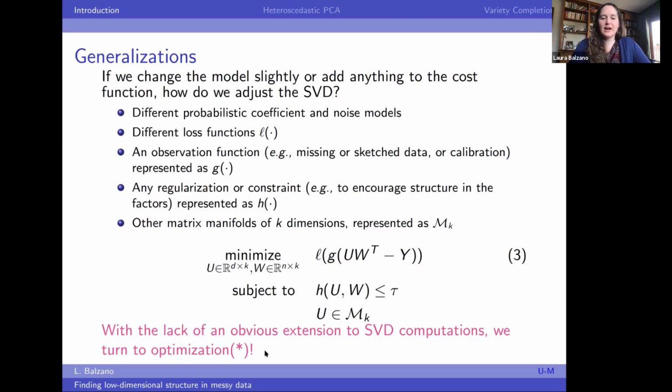Now, I put a star here next to this statement because actually, it's not always obvious that SVD computations and optimization methods are completely distinct. In some cases, you're actually doing very similar processing and very similar iterative steps, okay? And that's a question that's very interesting to me, but in general, we think of them as different things. The SVD is this algorithm that can compute a decomposition, and optimization is a generic approach to minimizing an objective function under constraints.